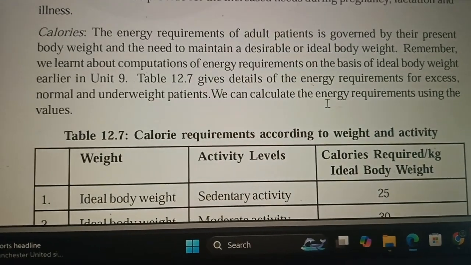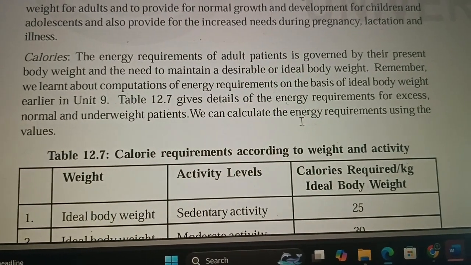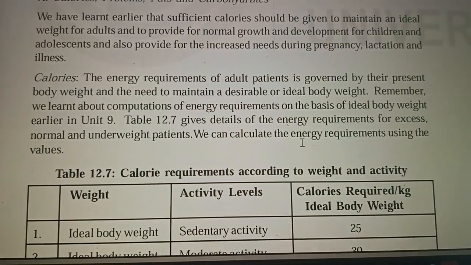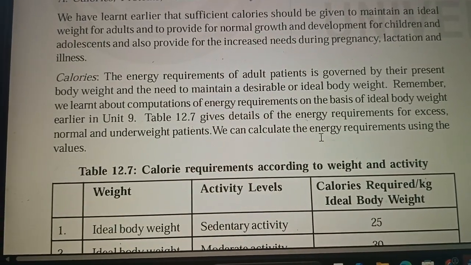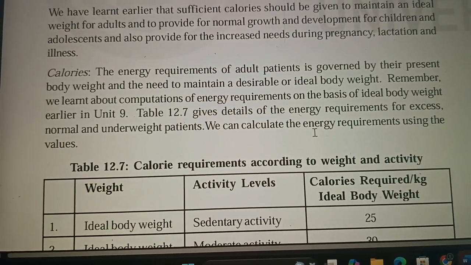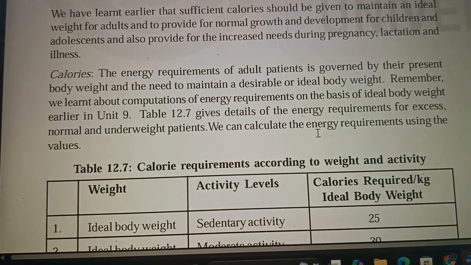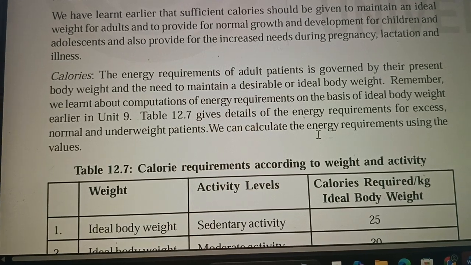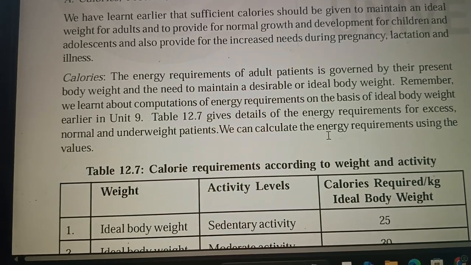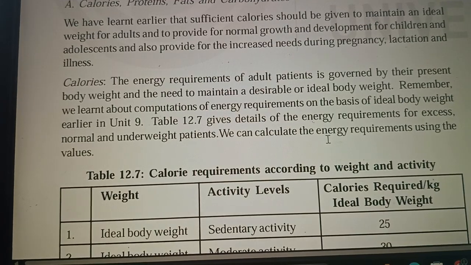Calories. See, here calories means the energy requirements of adult patients are governed by their present body weight. As I already said, for every adult patient there would be a certain height, and based on that height and their present body weight, we will calculate the ideal body weight, which means for that height, what should be the body weight, a certain body weight it should be for the patient.